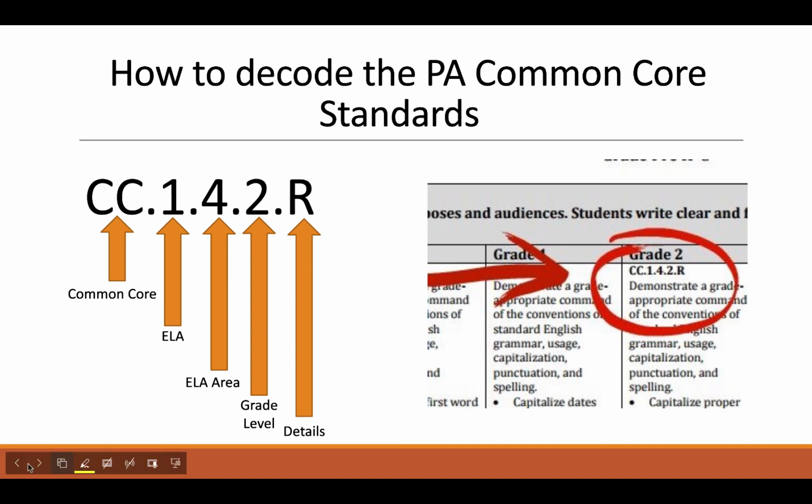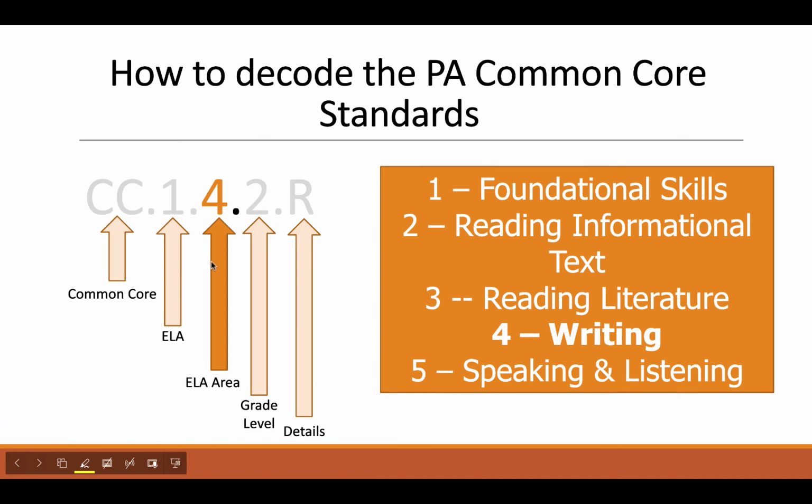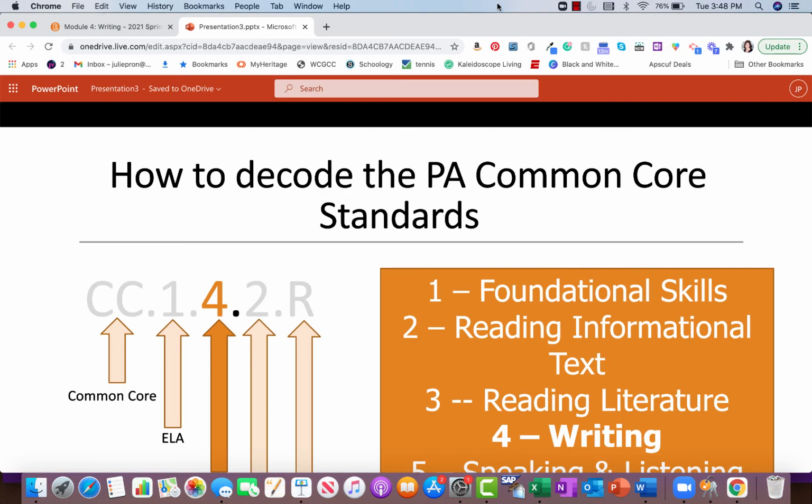Now, we're going to take a quick look at this number 4 in this column right here, the middle column, because the 4 refers to writing. But just to be sure, if there was a 1 where this 4 is, it would be foundational skills. 2 is reading informational text, 3, reading literature, 4, writing, and 5, speaking and listening. For the sake of EDR 304, all mini lessons we write will be writing based. Therefore, anytime you find a standard that you're working on and you're going to be writing a mini lesson, you'll be using the 4 in this column to show that it's a writing standard.